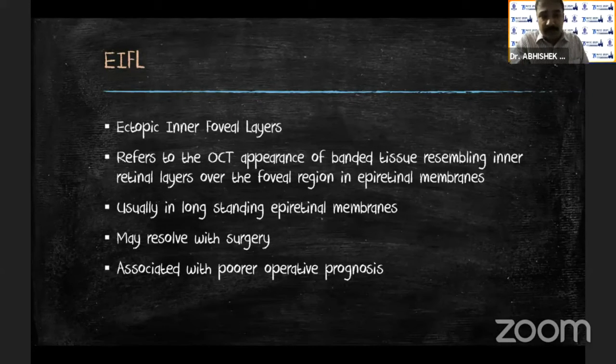This refers to the OCT appearance of banded tissue resembling abnormal retinal layers over the foveal region in cases with chronic epiretinal membranes. Usually, it is almost never seen in membranes of a shorter duration. Mostly it resolves with surgery. This is basically the late stage of ERM with a lot of distortion of the retina. So it is associated with a poor visual prognosis after surgery. If you have an ERM without EIFL, the surgical prognosis is usually better.